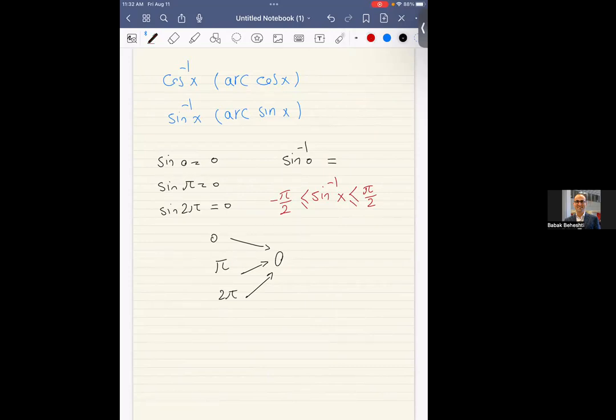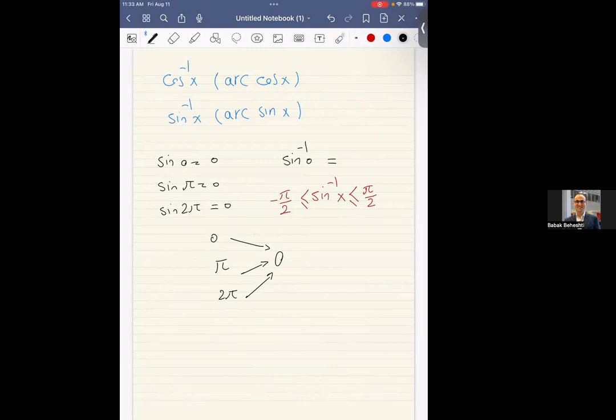I will talk about the inverse in more detail later, but just to let you know, the arc sine is always between minus pi half and pi half. In this interval, sine has a unique value. We restrict the domain of sine theta to minus pi half and pi half, and we call the inverse based on this interval.